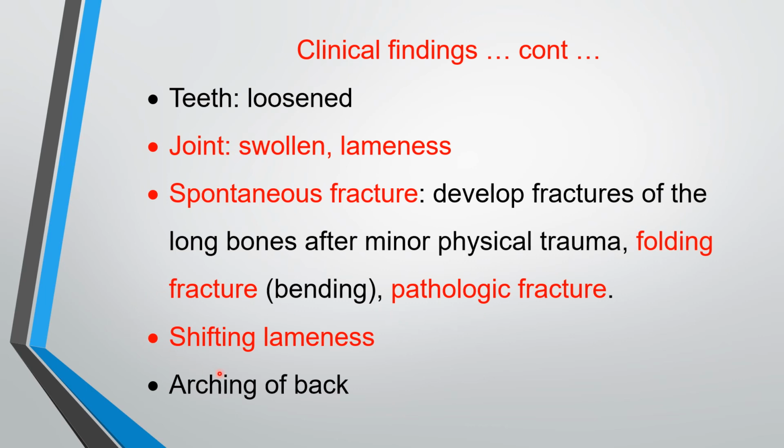Characteristic symptom is shifting lameness. That is because of shifting pain. Pain jumps from one limb to the other limb. Shifting lameness. Because of the affection of the vertebrae, there is arching of the back.